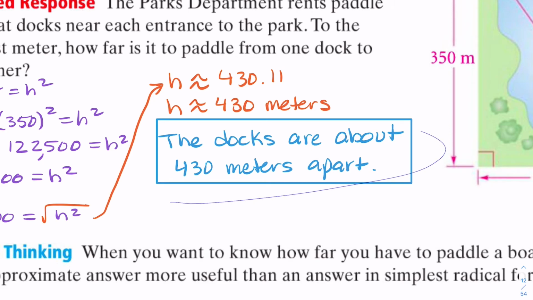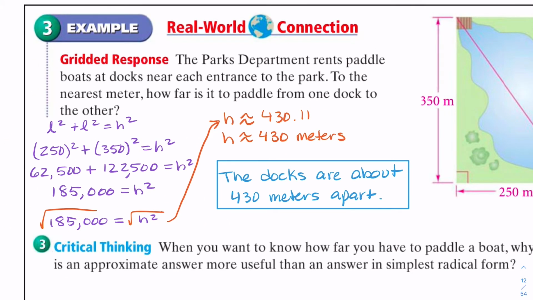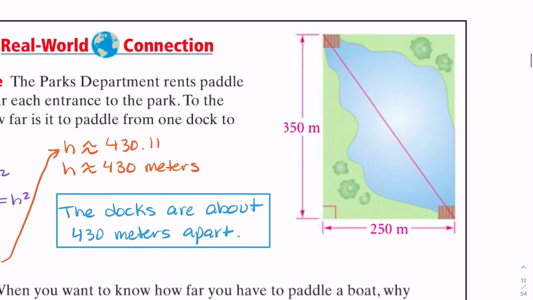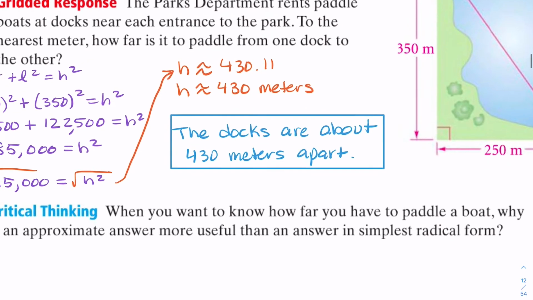How far is it to paddle from one dock to the other? The docks are about 430 meters apart. That's how much it would be to paddle. Makes sense. 250, 350, 430. It fits the pattern there. It has to be a little bit larger, but not too much larger.